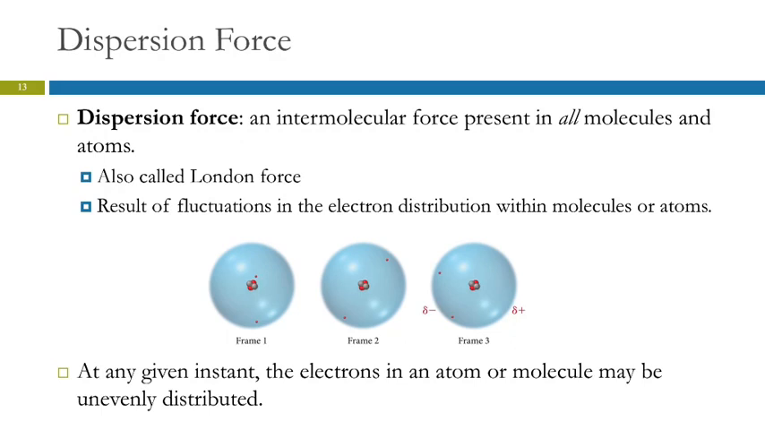So we're going to cover 4 different types of intermolecular forces. The first one is a dispersion force. It's got lots of other names. It's also called a London force, a London dispersion force, a van der Waals force, or an induced dipole force. The one your book uses is dispersion force. Dispersion forces are present in all molecules and all atoms.